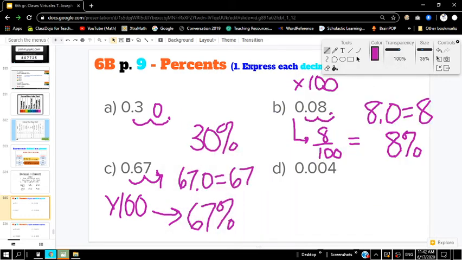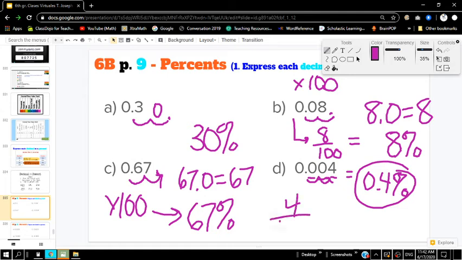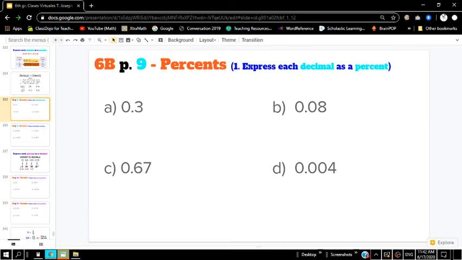This one's a little bit more complicated because our decimal point is going to stay in our problem. We're going to move the decimal point over 2 spots. Our new number is 0.4, which we're going to keep as 0.4, but add the percentage sign. So 0.4% is the same thing as 4/1000ths. Okay, 4/1000ths is the same as 0.4%.